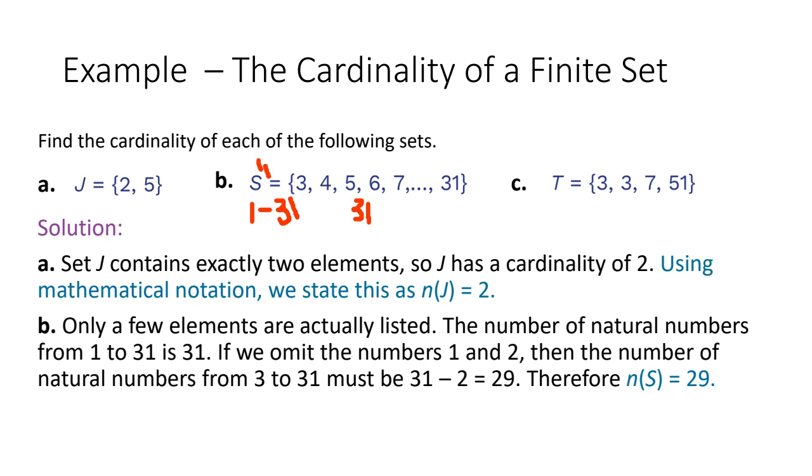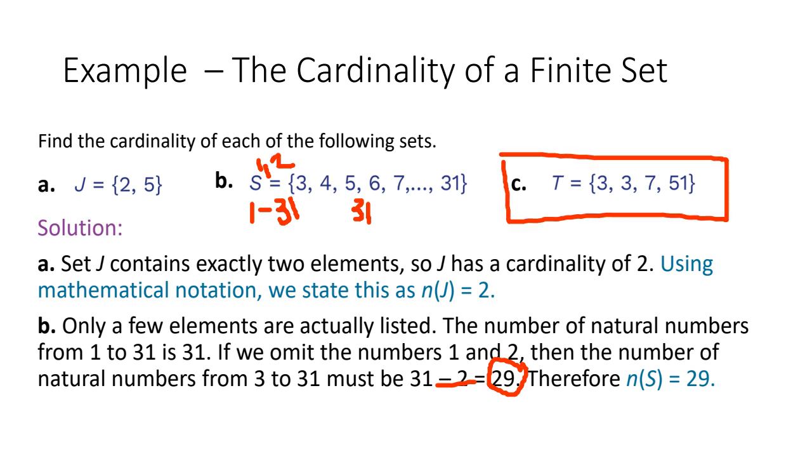Okay, now the last one. What is the cardinality of this set? Must it be 4 because there's 1, 2, 3, 4, or is it 3? If you notice in the set, you have 2 numbers that are repeated.